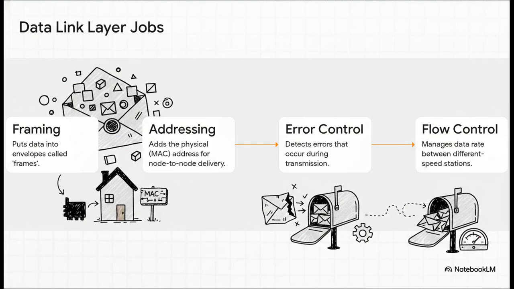Step 1, framing. It takes the raw data and puts it into a neat little package, like an envelope, called a frame. Step 2, addressing. It slaps the local address, the MAC address, which is like a house number, onto that envelope. Step 3, error control. It does a quick check to see if the envelope got torn or rained on. And Step 4, flow control. It basically makes sure the sender isn't jamming letters into the mailbox faster than the receiver can take them out.